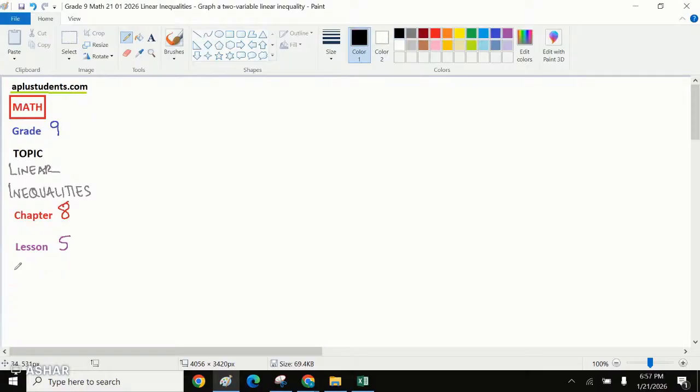And the name of the chapter is Graph a Two Variable Linear Inequality. So before we start doing the question, we need to see what inequalities are. The given inequality, okay, just a moment.